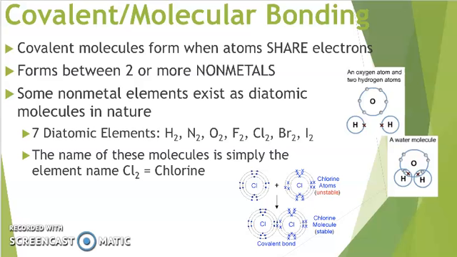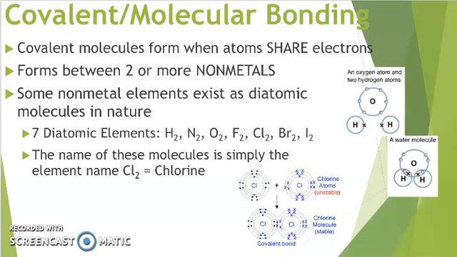So if you see two nonmetals in a compound, it's most likely a covalent bond. Some nonmetal elements exist as diatomic molecules in nature. So you have 7 diatomic elements: H2, N2, O2, F2, Cl2, Br2, and I2. Pretty much they want to be in groups of 2 if they're by themselves. So they are always in a covalent bond because they don't like to be alone as an ion.